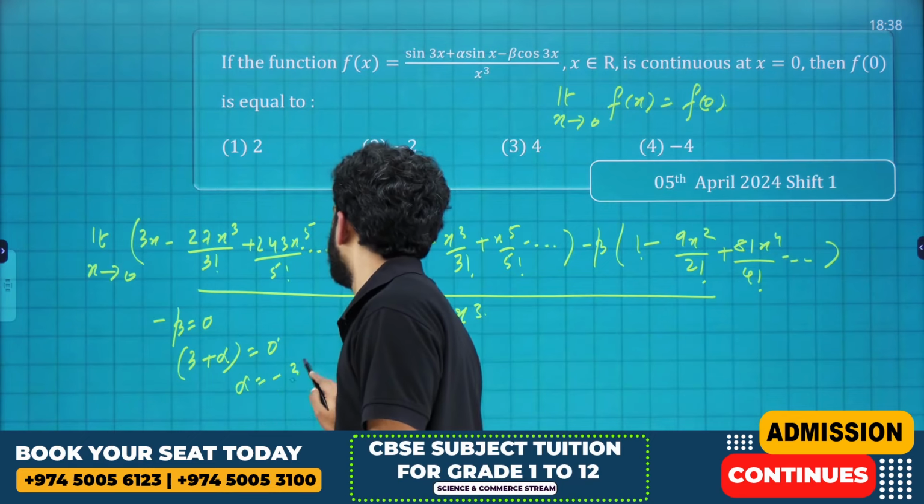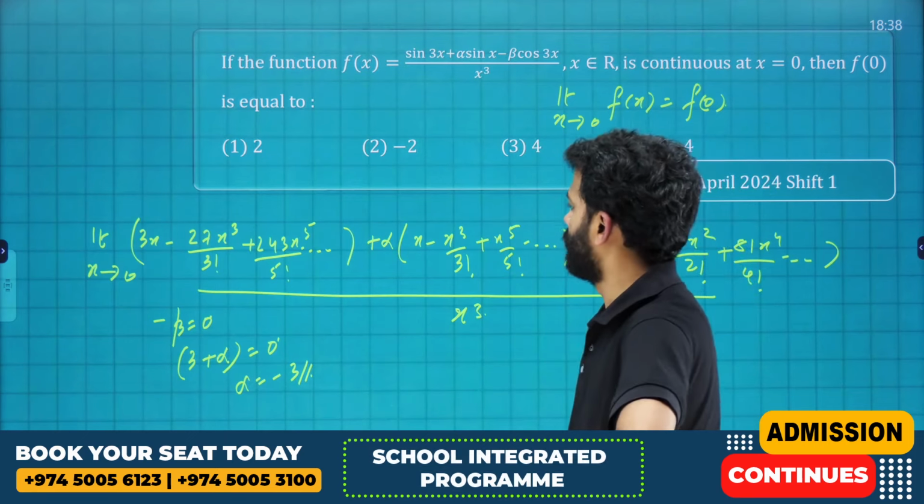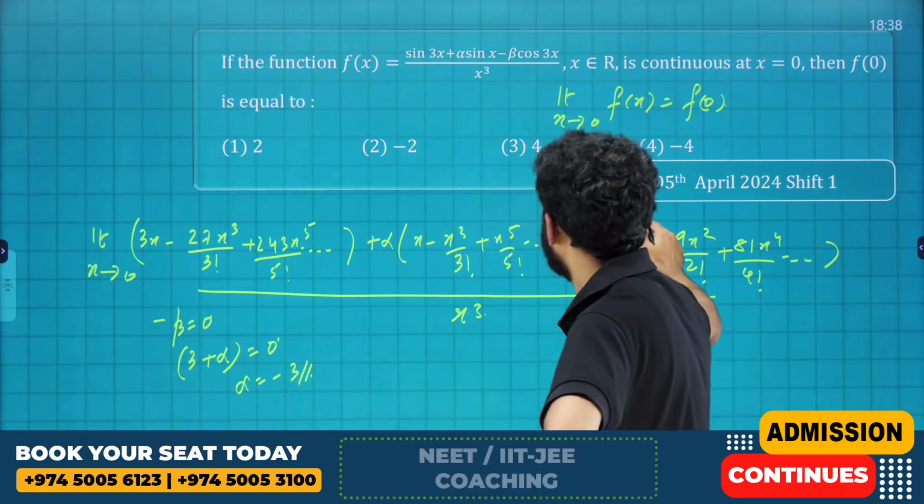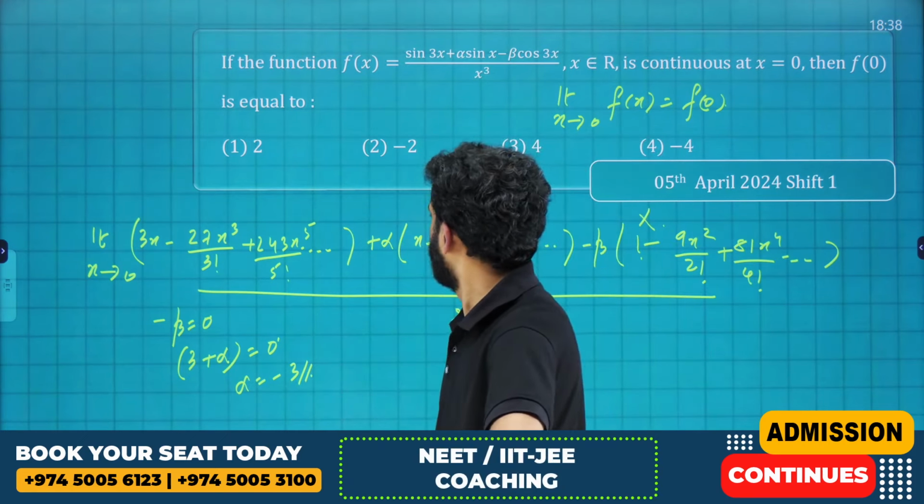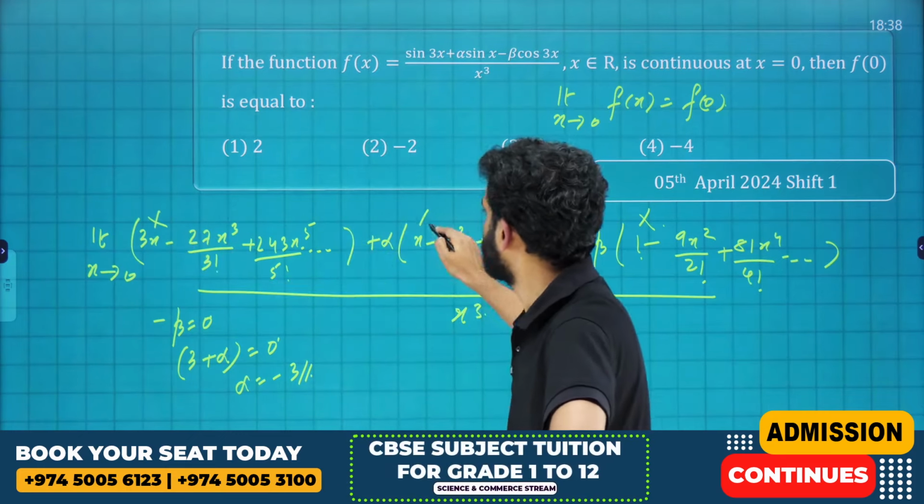Therefore alpha is equal to what? Minus 3. Okay, alpha is equal to minus 3. So basically this term has vanished and alpha becomes what? Minus 3. Therefore this minus 3x and this x got cancelled.